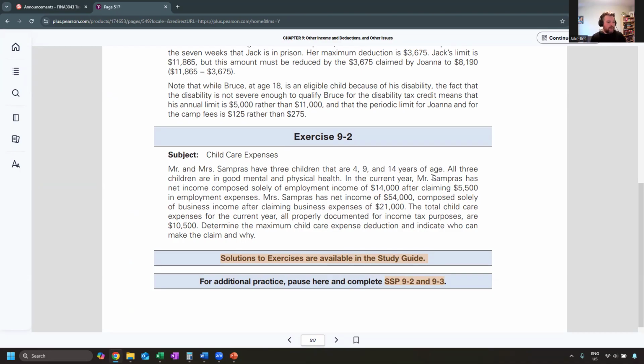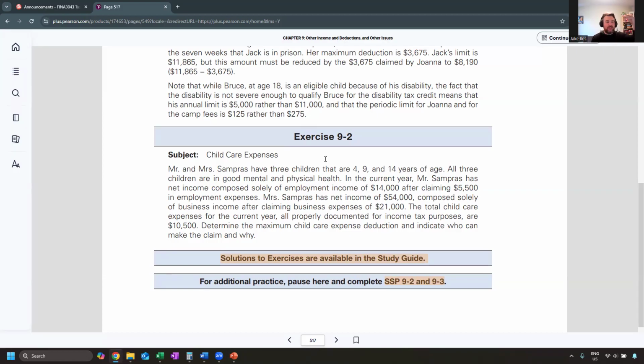In the current year, Mr. Sampras has net income composed solely of employment income of $14,000 after claiming $5,500 in employment expenses. For earned income, we are considering the gross amount, so we would add these together to say his net income was 14, but his gross income was 19,500. Mrs. Sampras has net income of 54,000, claimed business expenses of 21,000.